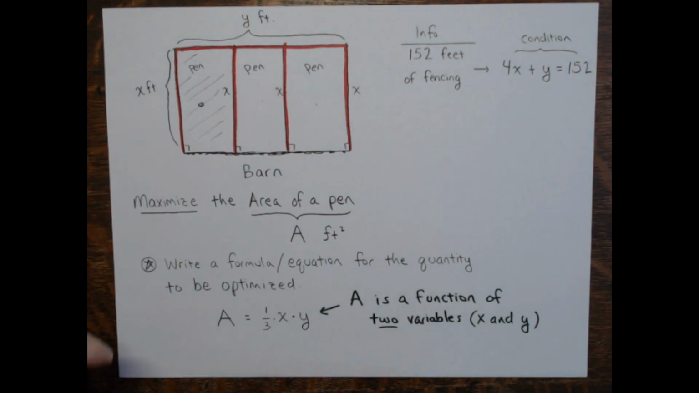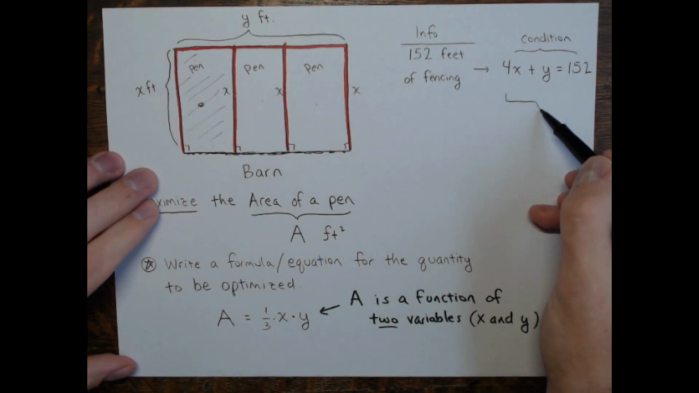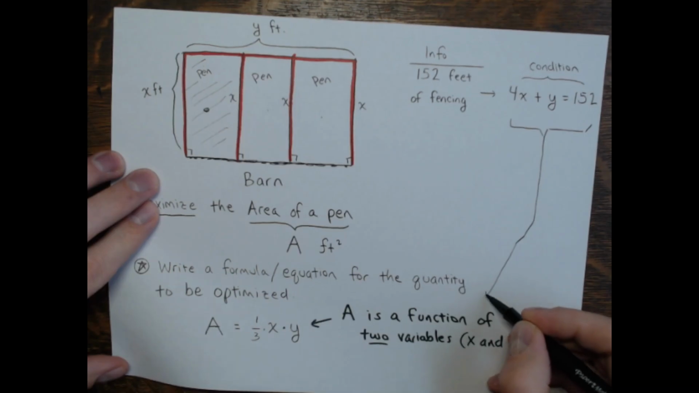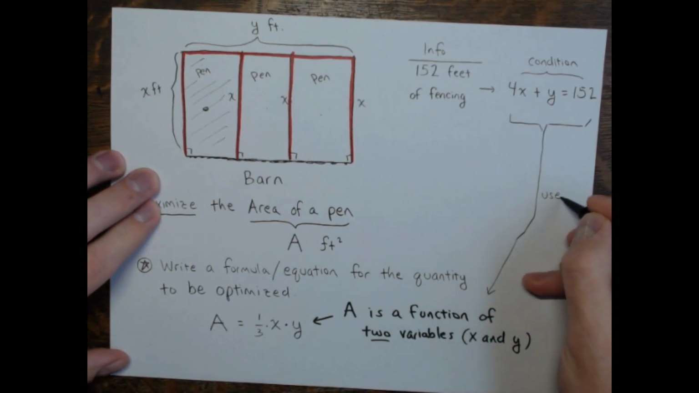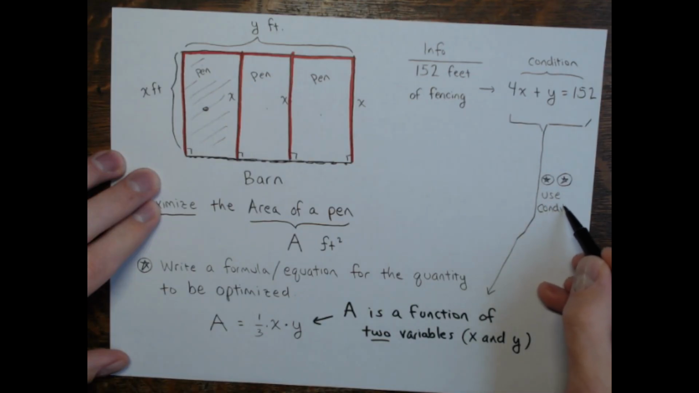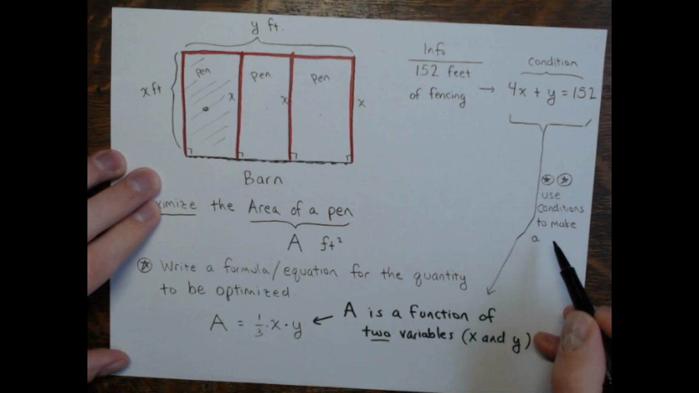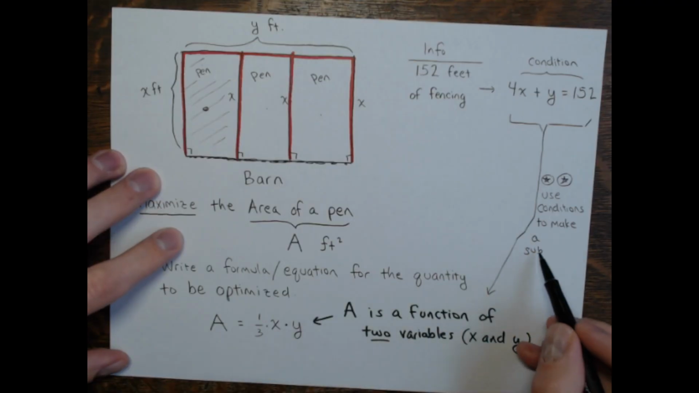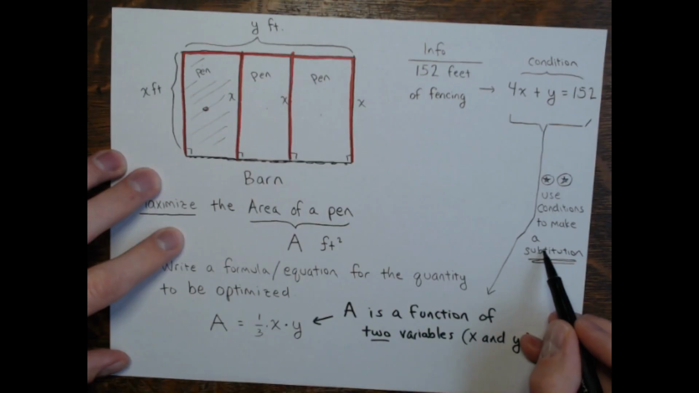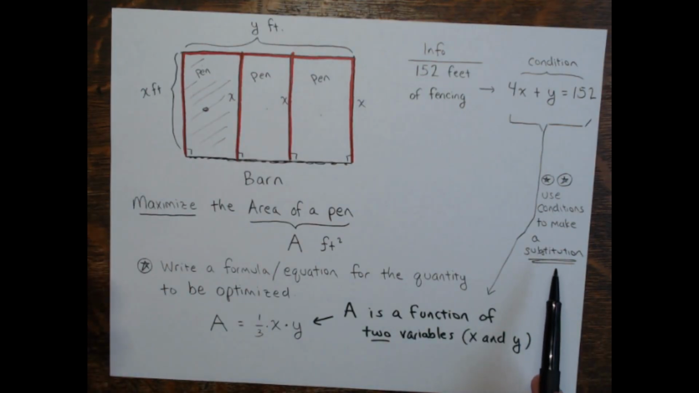So what we're going to do after that is use your conditions, your key information, to make a substitution. So then use your conditions, which I only have the one condition, the one piece of information here, to make a substitution into this area formula. All right, substitution. There's an S in there.